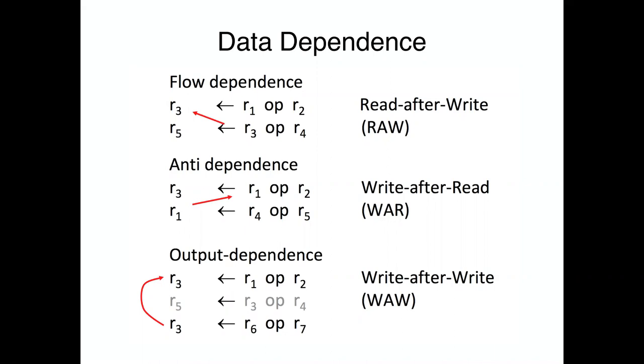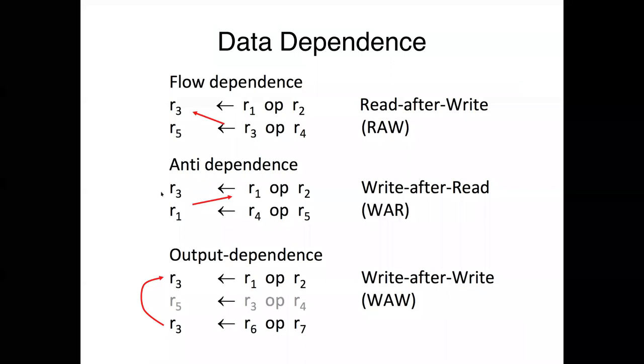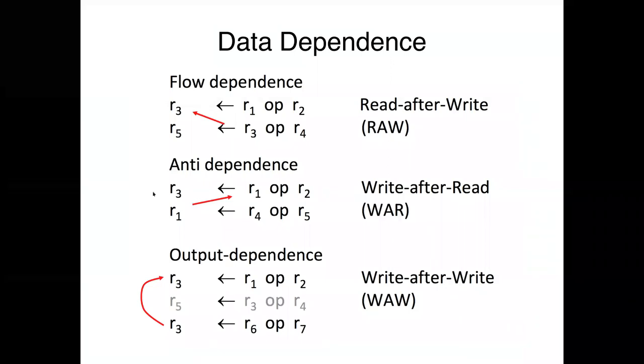We have a write after read. So we're writing to a value after we've read from it. If we, for example, reorder these two instructions and had this one go before this one, that would be bad, right? Because we would be reading the incorrect value on this instruction. We also have write after write dependencies, where we do a write after we've already written to that same location. So these are the three dependencies that we have to keep in mind as we're doing any reordering.